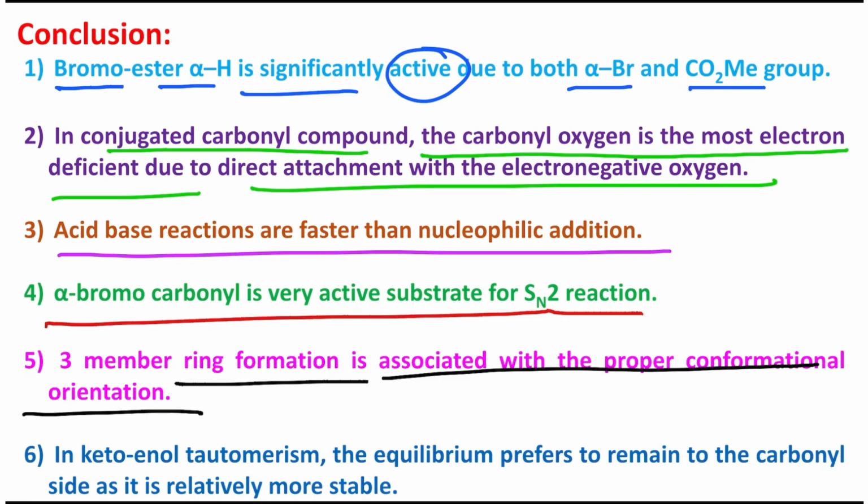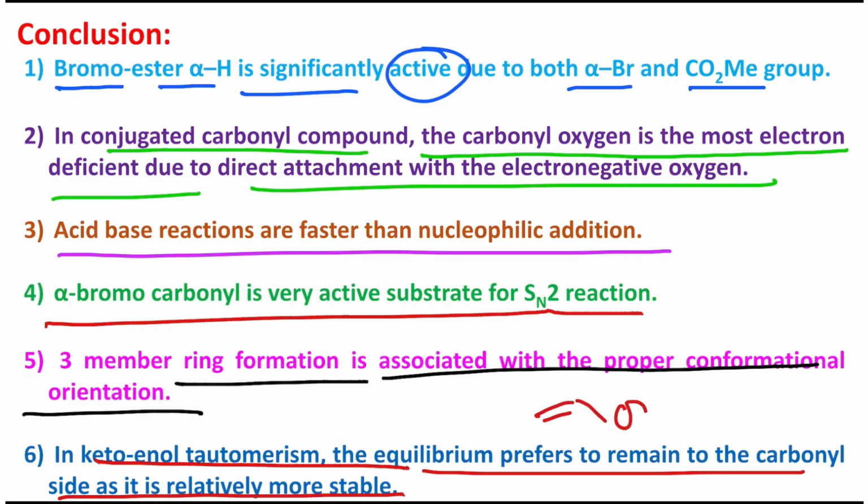And the last point here is that in keto-enol tautomerism, the equilibrium prefers the carbonyl side because the keto form is more stable compared to the enol, or this C double bond O is more stable compared to this C double bond C. That's why the equilibrium will prefer to remain on the keto side. So this is the end of this discussion.